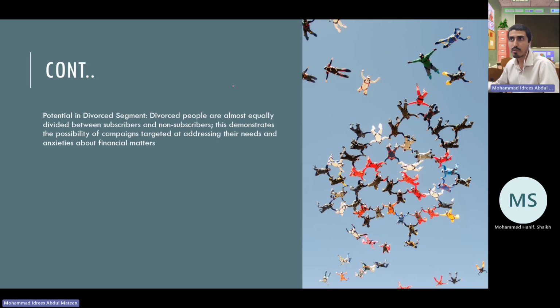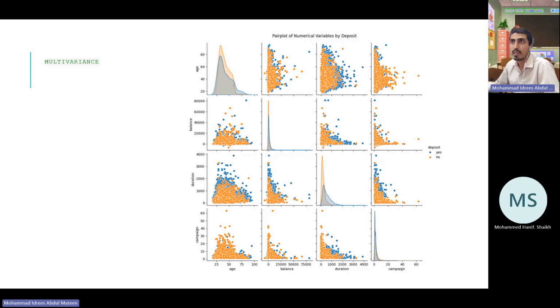And potential in diverse segmentation. Divorced people are most likely equally divided between subscribers and unsubscribed. This demonstrates the possibility of campaigns targeted at addressing their needs and anxieties about financial matters. And this is one of the charts that I have drawn, multivariate, where we can see that a lot of information is given to us.